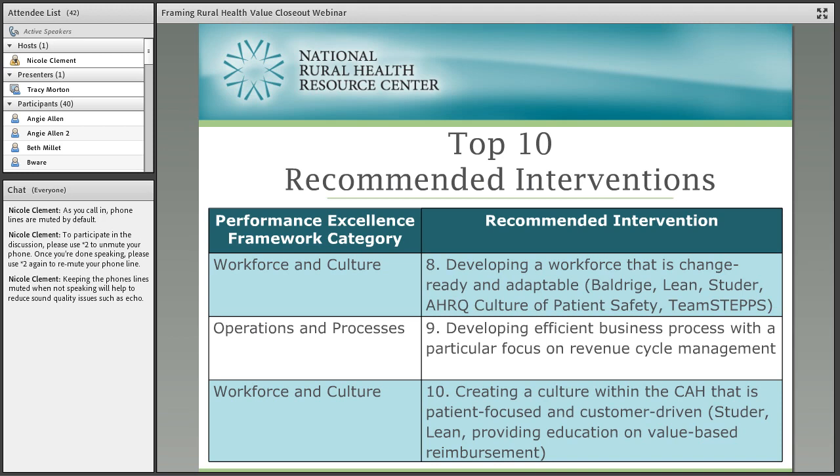The 8th highest ranked intervention was that Community Memorial Hospital work on developing a workforce that's change ready and adaptable. There are lots of different resources that could be deployed at Community Memorial Hospital to support that: Baldrige or the Performance Excellence Framework, like we've been talking about throughout this whole webinar series, Lean, Studer, Art, Culture of Patient Safety, and Team Steps. So, Susan, I know that in Virginia you've been using the Art, Culture of Patient Safety and Team Steps. Can you tell us a little bit about why you chose to do those and how they're helping the workforce in Virginia's critical access hospitals be more change ready and adaptable?